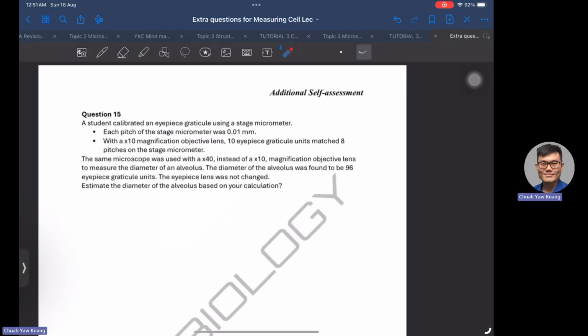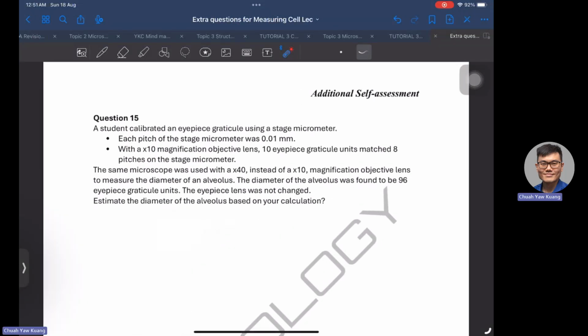Question 15 shows that there is an eyepiece reticule and also the stage micrometer. The question shows that it is using the eyepiece reticule to measure the size of the specimen. So based on this, we can say that this is also a question type that is measuring the cell using the eyepiece reticule. So we can just follow the 3 steps in order to solve this type of question.